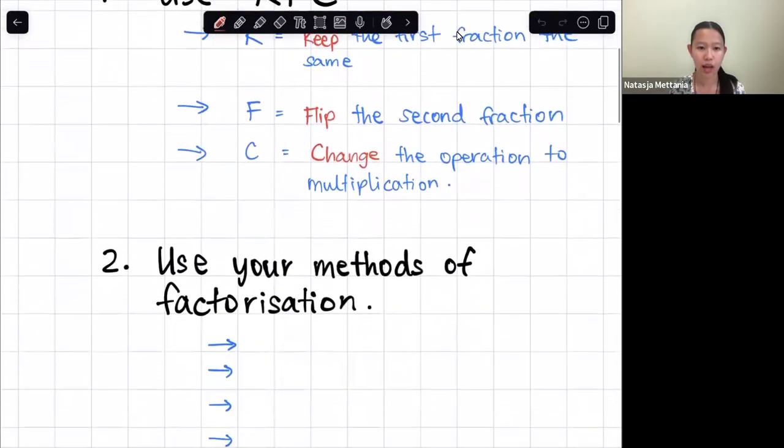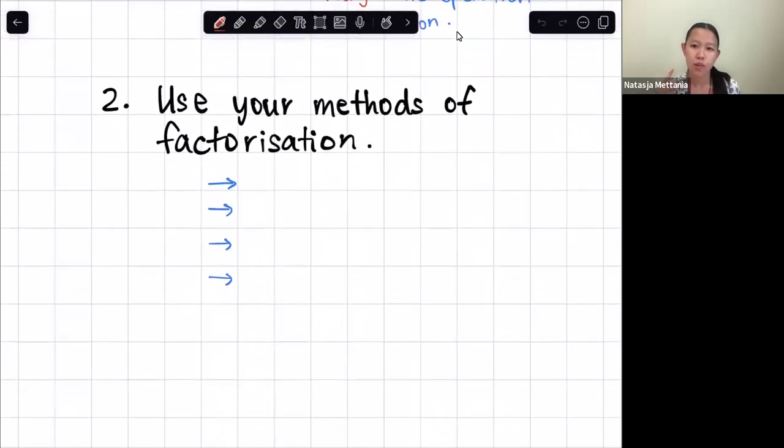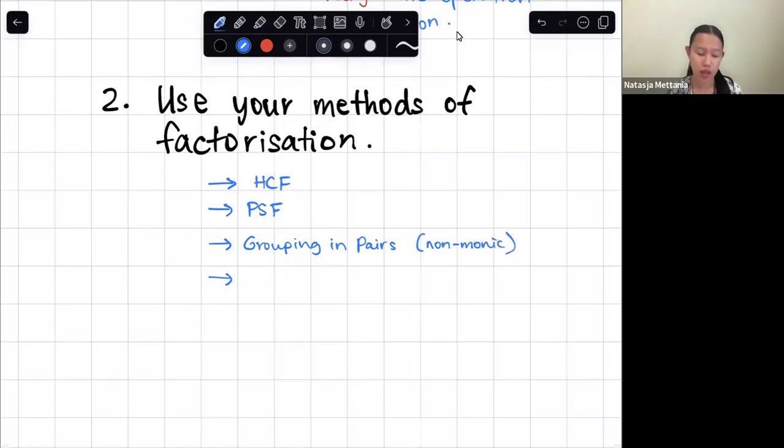Then I need to use my methods of factorization. I'll just write them down here. First up is HCF, highest common factor. Then PSF, which is product sum factors, which we looked into last lesson. And then there's grouping in pairs. Now, grouping in pairs is used when I see a non-monic. And then the last one is difference between two squares.